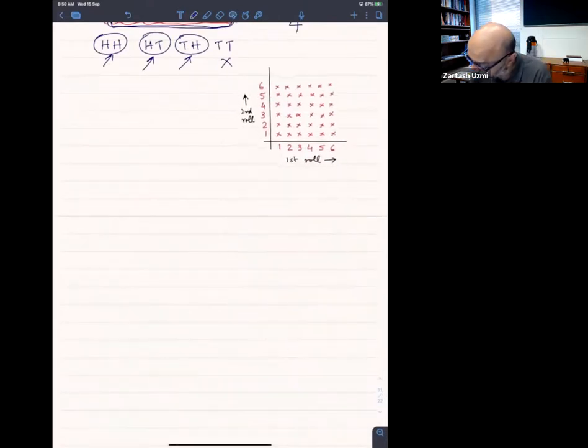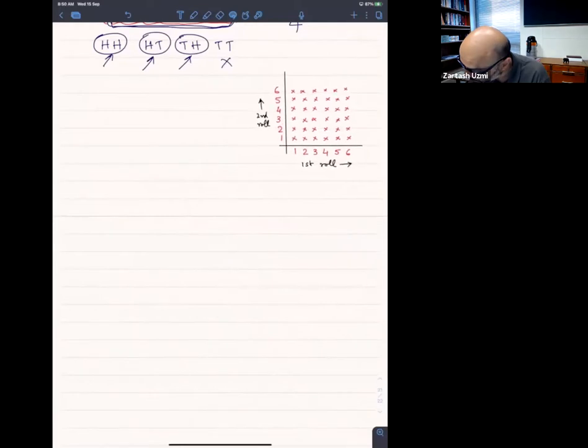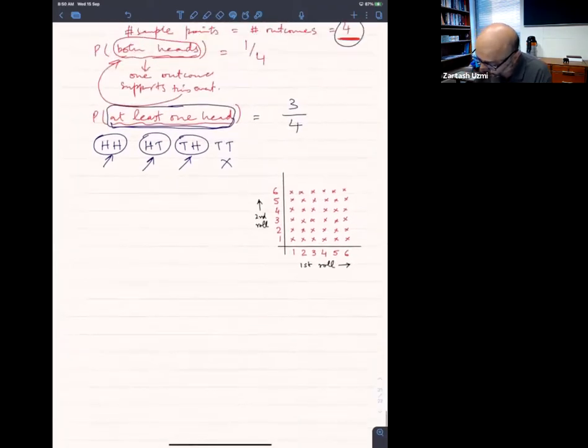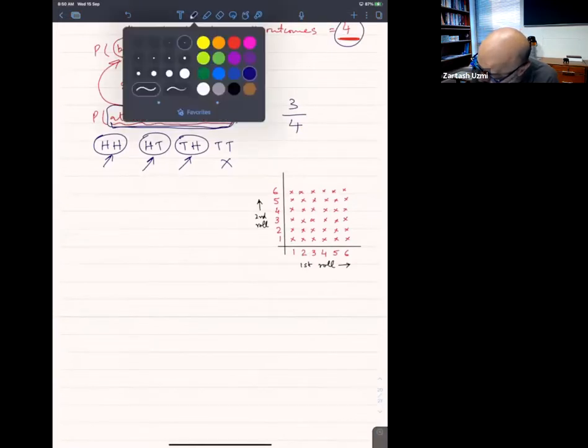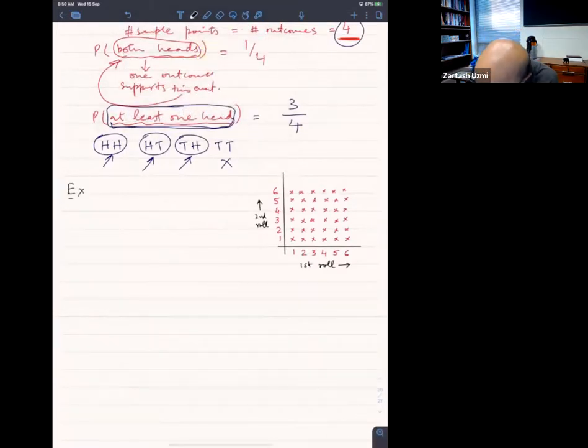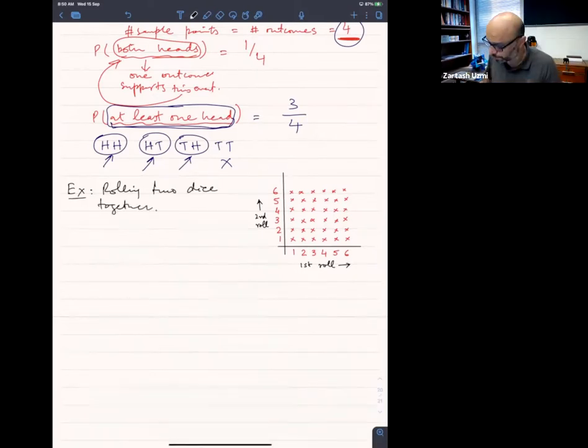Now I'm going to come back to the example that we have been shifting down for a long time. This is an example of rolling 2 dice together. The plural of die is dice, but we will just use the term dice. So first roll and the second roll. There are 6 possible outcomes on the first one and 6 on the second one. Together there will be 36 possible outcomes.